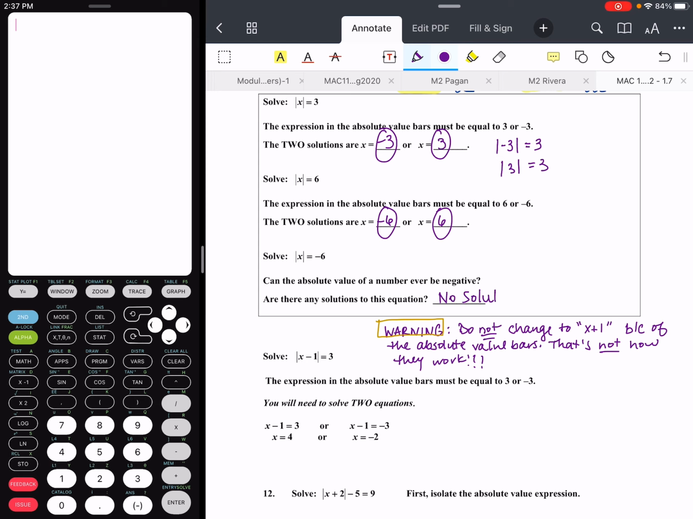So just keep that in mind. If you ever have an absolute value equals a negative constant with a variable inside the absolute value, then you have no solution. There's no way to make that equation work.